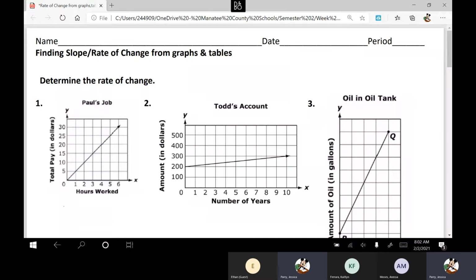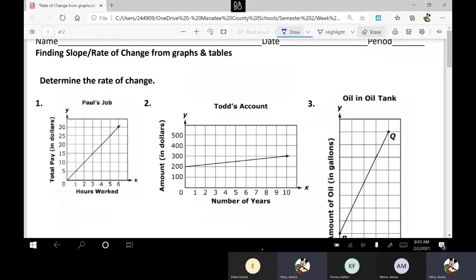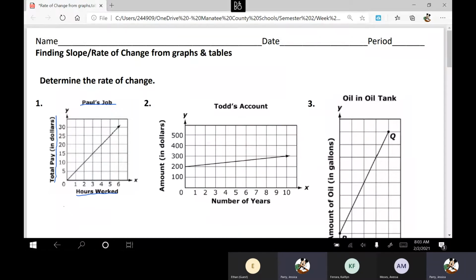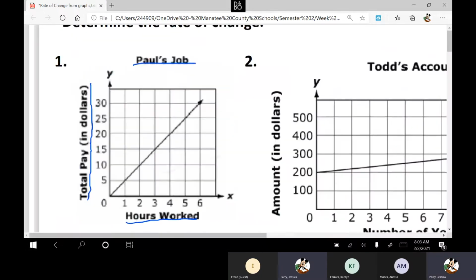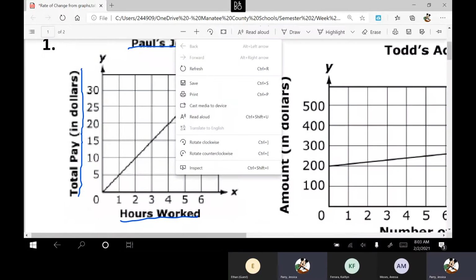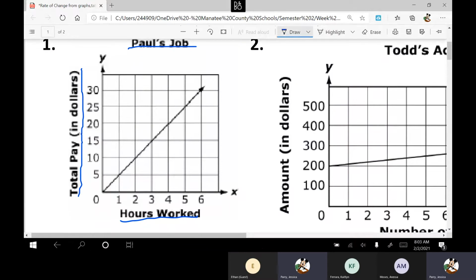But our first section here for the first page, this is from graphs and tables. First couple of questions, numbers 1 through 3, these are with our graphs. So you can see here, number 1, we have Paul's job. Let me put the pen on here. Paul's job. We have his total pay in dollars and then the hours worked, okay? Rate of change is very similar to slope. So let me zoom in so we can see this graph a little bit better on number 1. And pretty much what it's asking us to do is just to find the slope.